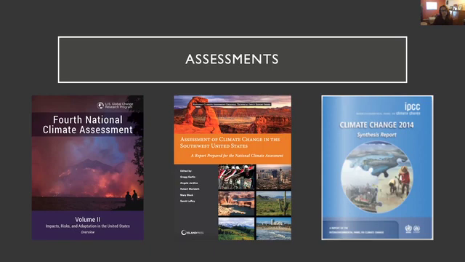There are regional assessments, such as the Assessment of Climate Change in the Southwest U.S., published in 2013, and a global assessment run by the Intergovernmental Panel on Climate Change, or the IPCC, which is updated every 7 years. And so the next IPCC report, the 6th assessment report, will be published later this year.